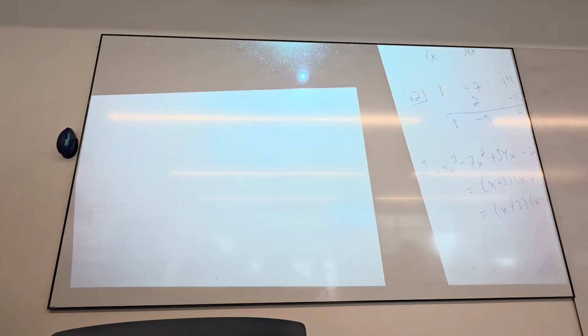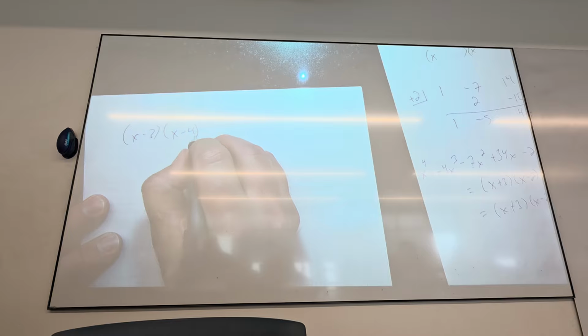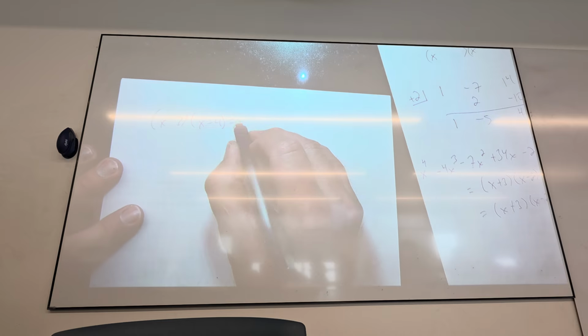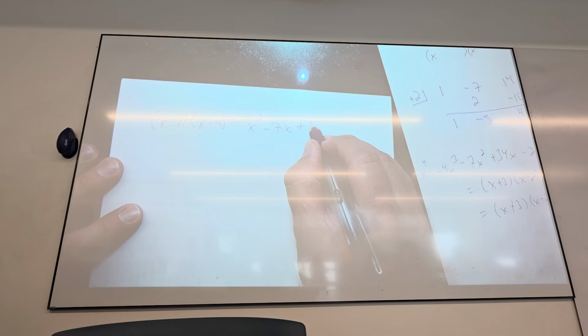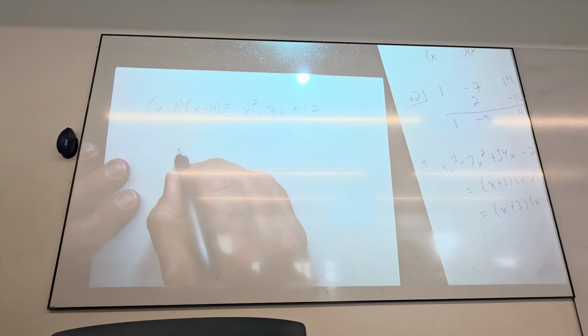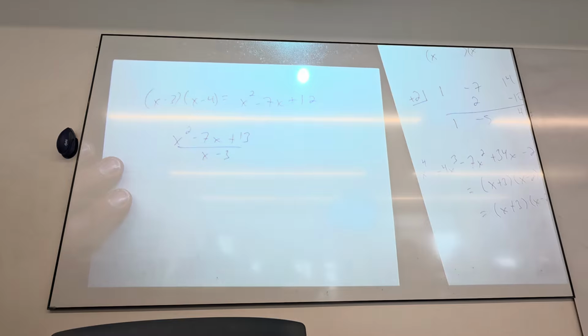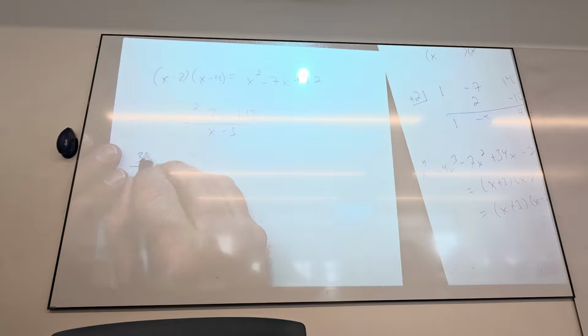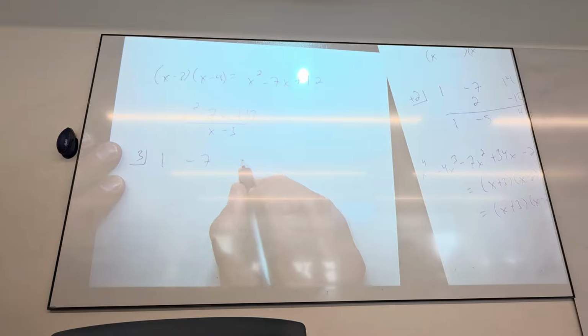Real quick. What is x minus 3 times x minus 4? What do you get when you multiply those out? x squared minus 7x plus 12. Alright, so if I try to do this, do you agree this won't go in evenly? Do you see that? Is that cool? But let's see what we get. So if I try to do this, I put 3 there, right? Just stay with me for a second.